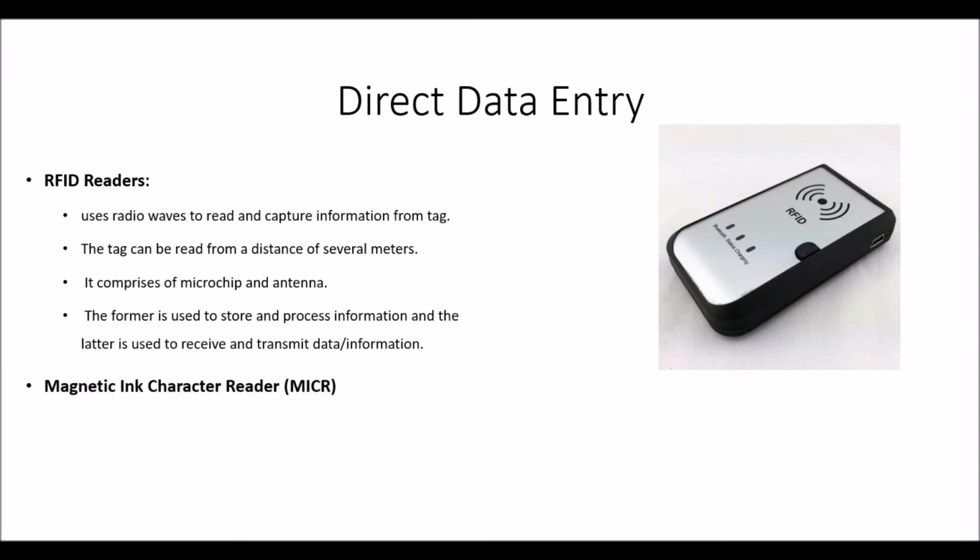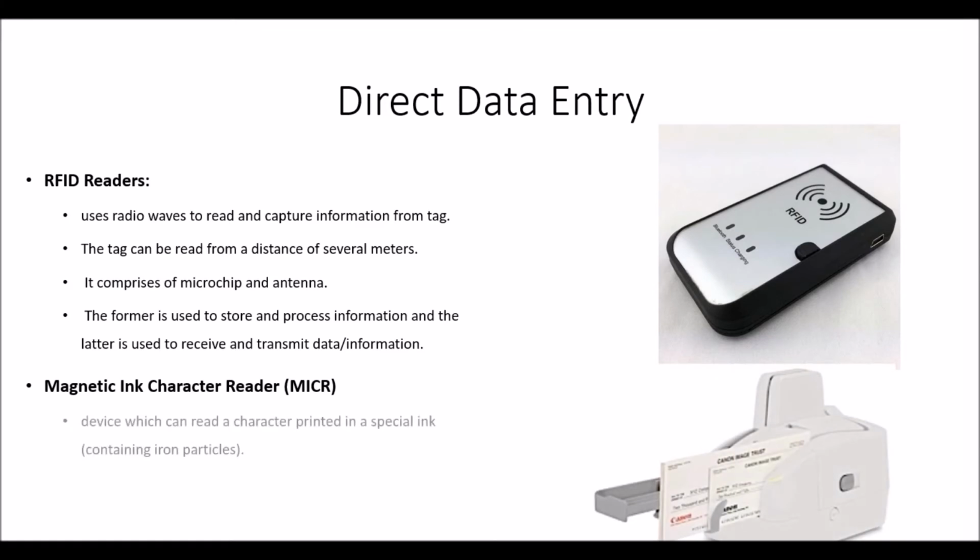Okay. Then magnetic ink character reader, MICR. So take note of what it does. Basically, it's a device which can read characters printed in a special ink. It is used to read characters at the bottom of a check, the one they use to collect money in the banks. So they use a magnetic ink character reader to read the information on it.